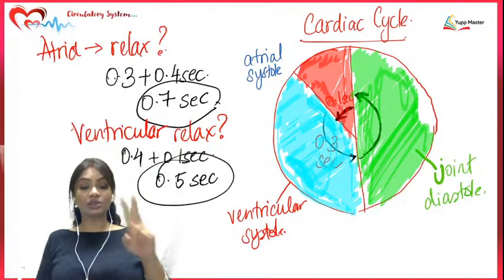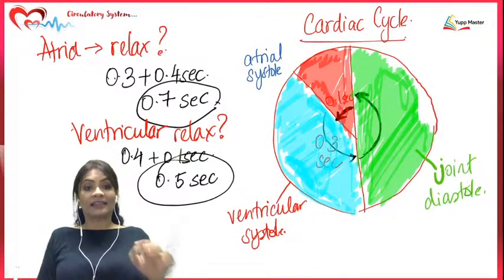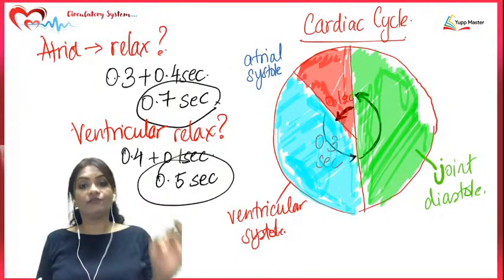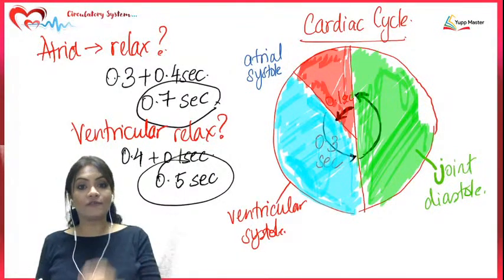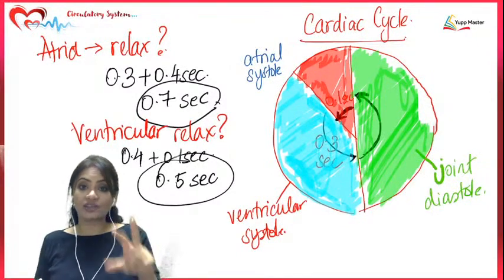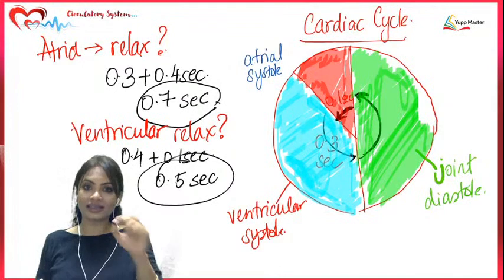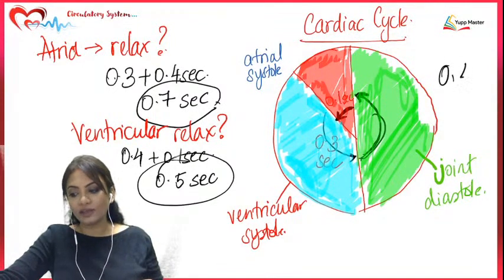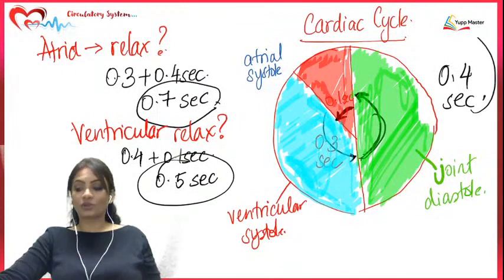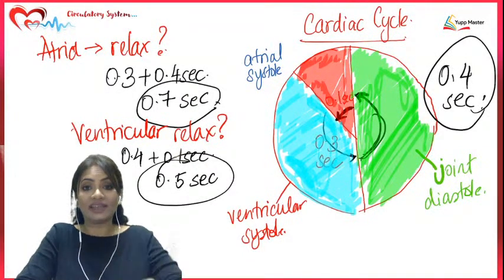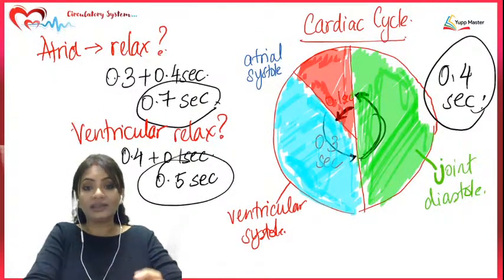I hope these two concepts were clear for you, that atria relax for 0.7 seconds and ventricles relax for 0.5 seconds. Together, when atria and ventricles are both relaxing at the same time, that lasts only for 0.4 seconds. So this is the whole concept of the cardiac cycle, that is, the events associated with one heartbeat.